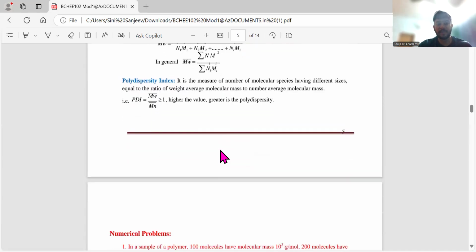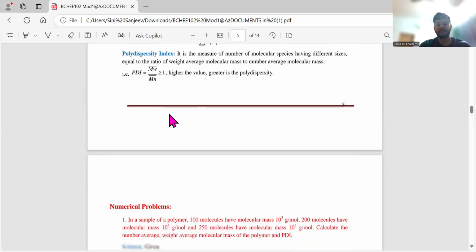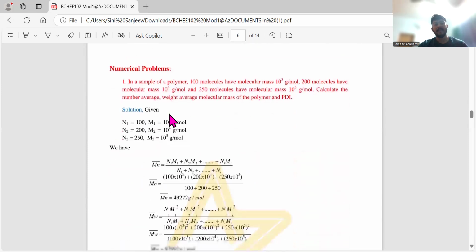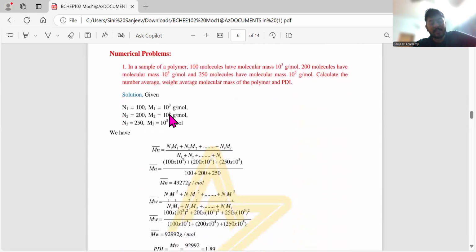Then we got the polydispersity index. It is nothing but the molecular species having different sizes, right? So this is basically the weight average molecular weight to the number average molecular mass ratio. It should be greater than one, which means it has polydispersity. And numericals are the easiest in this.